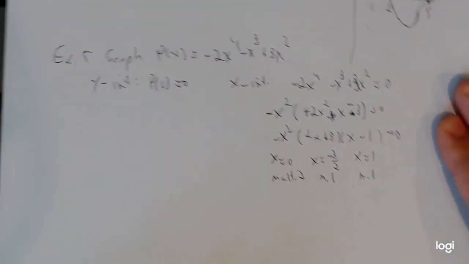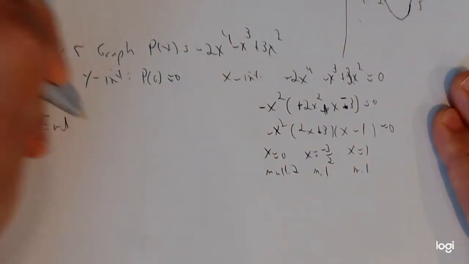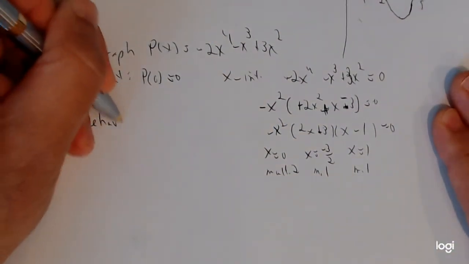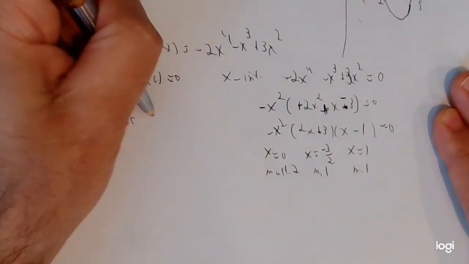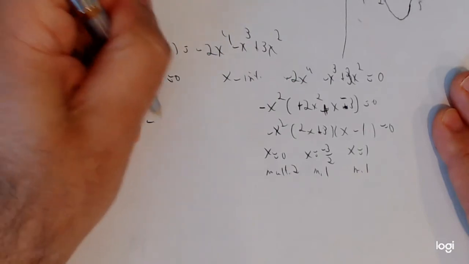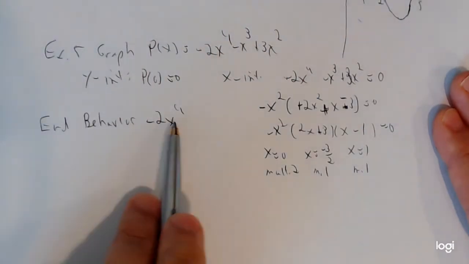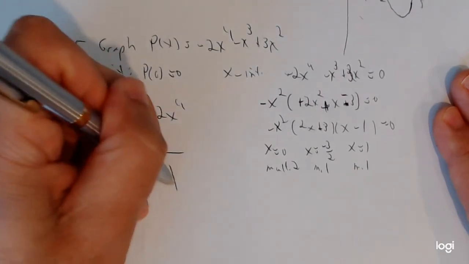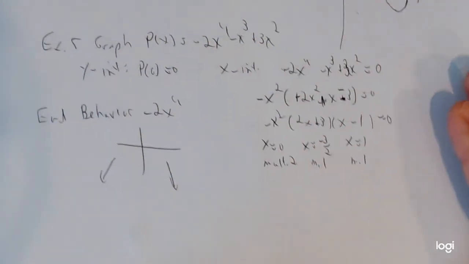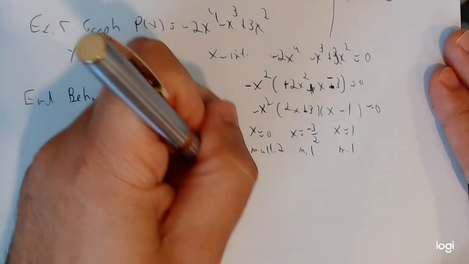Okay, now what's the end behavior? Well, what's the degree? The degree is even, and the coefficient, so it's negative 2x to the 4th. That's what I'm looking at, right? The degree is even, coefficient is negative, which means it's going to look like that. So now that I have all the information, let's put it together.